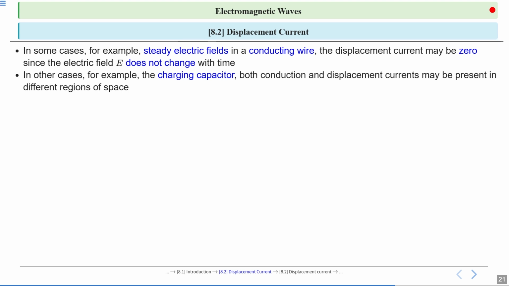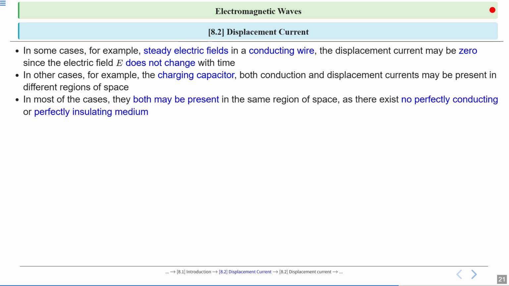Got it? Once the capacitor is fully charged, it will block the current. Then there will be no conduction current and no displacement current, so the result will be the same. The closed integral of B dot dl will be the same for a charging capacitor or a fully charged capacitor.